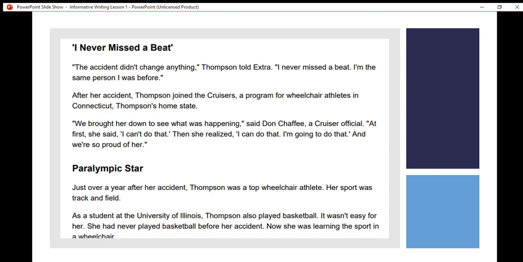Here you can see a part of a nonfiction text. There's something important I saw, and this is why I chose it to show you guys. I see subheadings. So these subheadings give you an idea what is going to be talked about after the subheading. So this says, I never missed a beat.